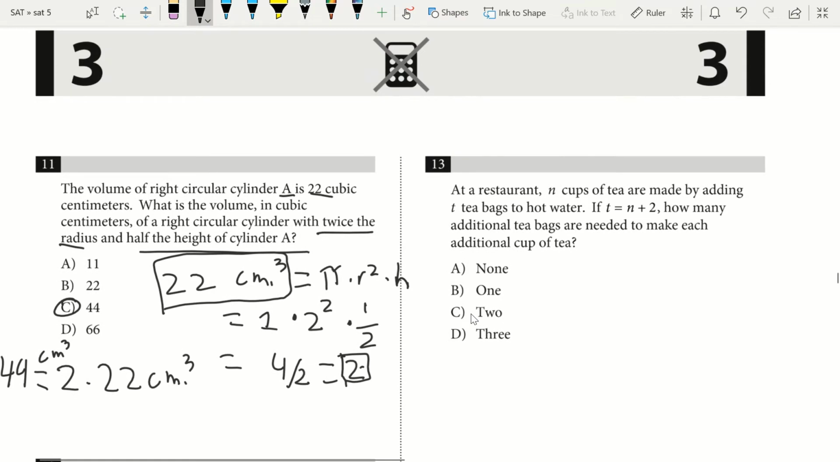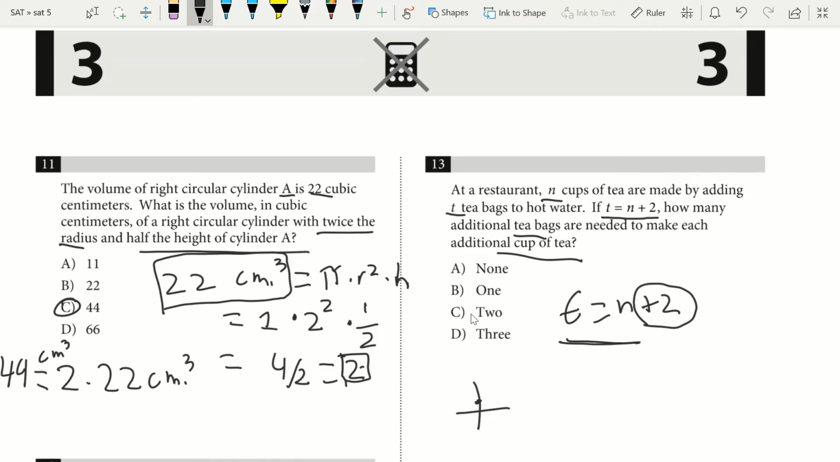Question 13. At a restaurant, n cups of tea are made by adding tea bags to hot water. If t equals n plus 2, how many additional tea bags are needed to make each additional cup of tea? Well, if we need one more cup of tea, which is represented by n, we will have to increase t by 1, right? Because 2, we can think about this as our y-intercept, right? If our y-intercept's 2, we just have y equals x, right? So if we wanted one more cup of tea, we need one more bag, right? Because it's just y equals x is how we can view it. So we know our answer will be B, 1.